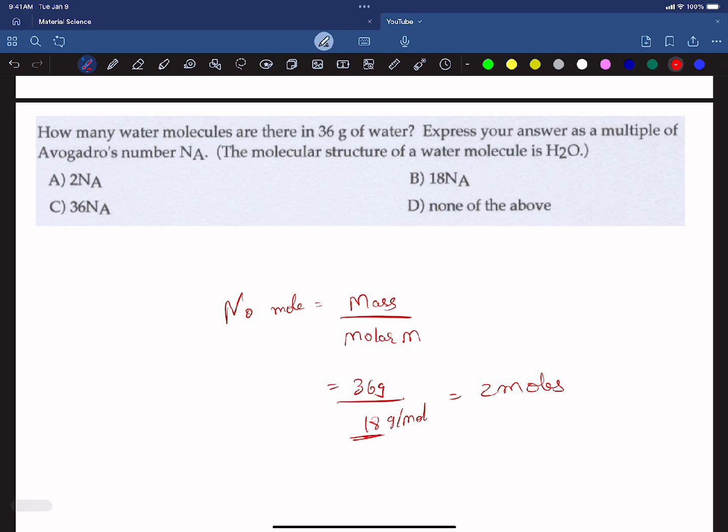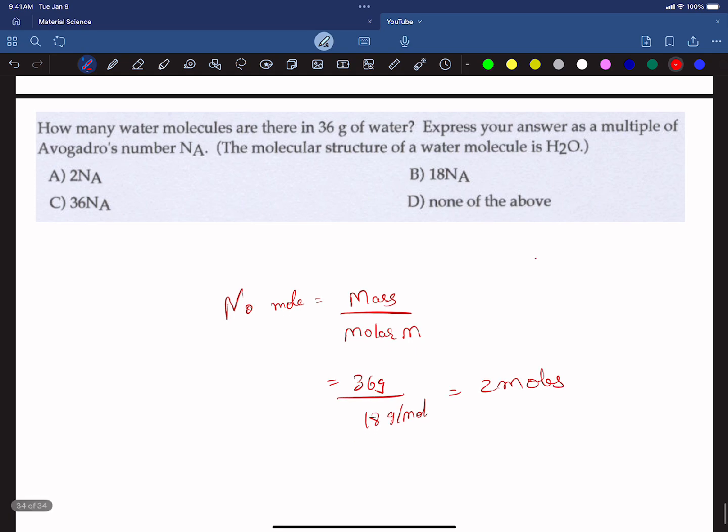And how did you find this 18? H2O, so 2H plus O. O is 16, H is 1. So 1 plus 1 plus 16 will give you 18.